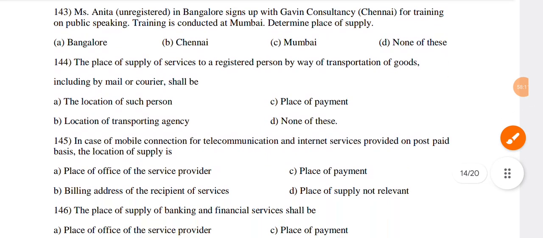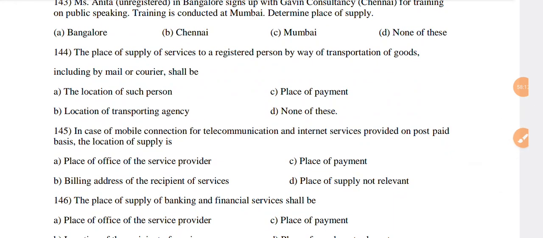Next question. The place of supply of services to a registered person by way of transportation of goods, including by mail or courier, shall be option A the location of such person, B location of transporting agency, C place of payment, and D none of this. The correct option is A.